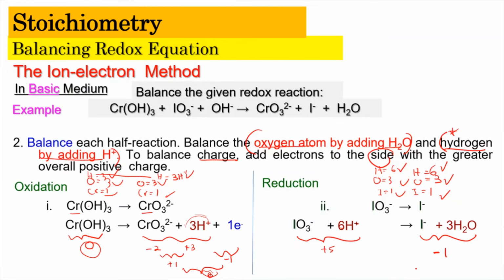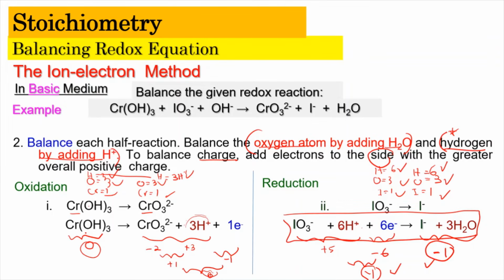Okay, so in order to balance the charge, we need to add electrons to the side with a greater overall positive charge. So plus 5, we're going to add 6 electrons. Plus 5 minus 6, overall it's going to be negative 1. So negative 1 and negative 1 is balanced. Now this equation and this equation will be combined in the next step.